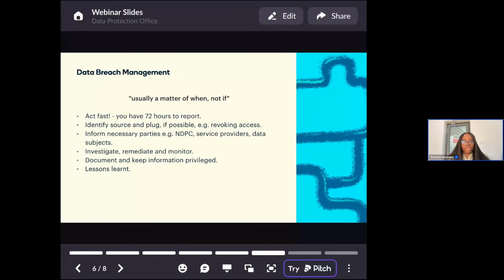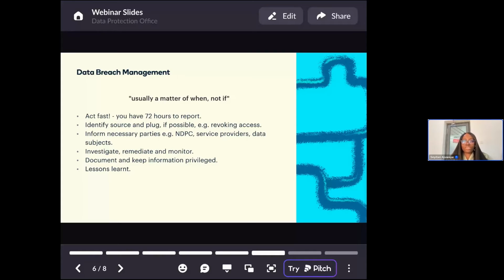All right, moving on to data breach management. So for data breaches, it's usually a matter of when and not if, because sometimes it is just what it is. And no matter how great your privacy program is, you might still experience a data breach, whether minimal or very significant. But it's not the end of the world. In fact, it's probably a good thing so that you learn from it. But in the case of breaches, you must act fast.